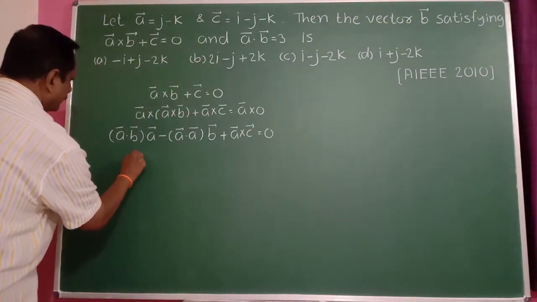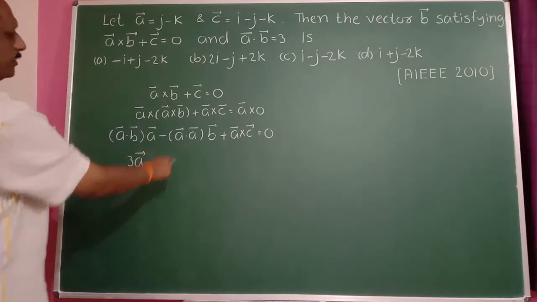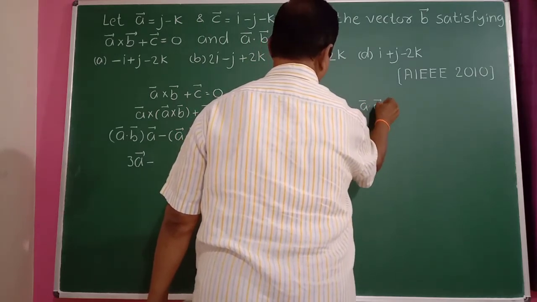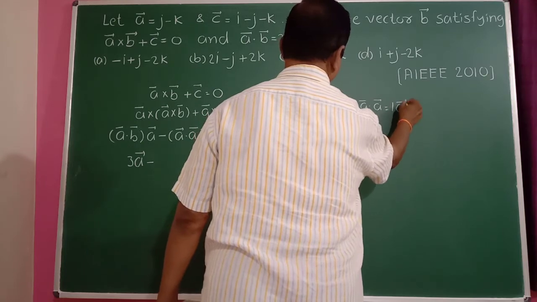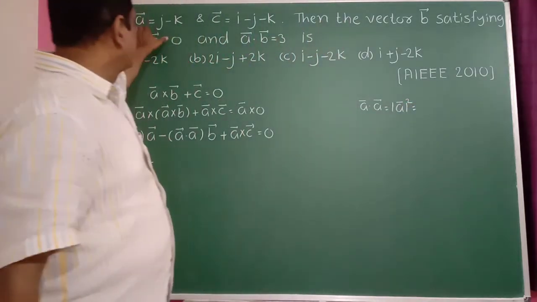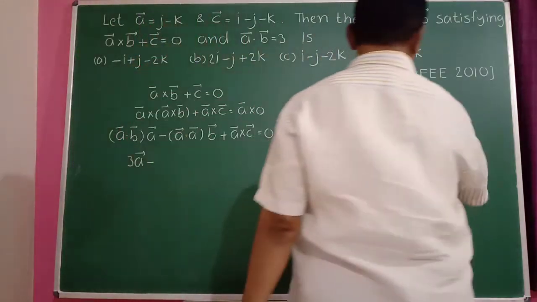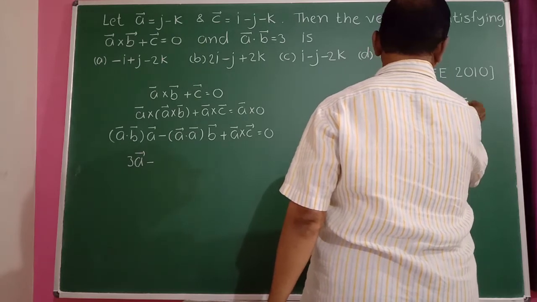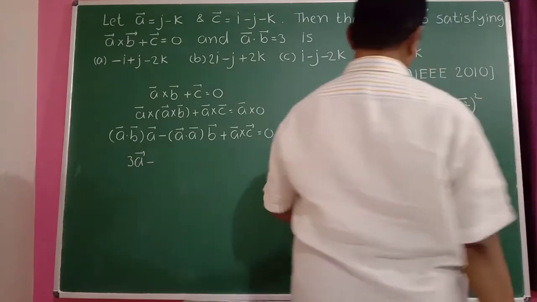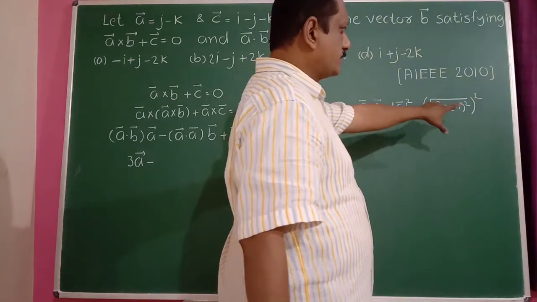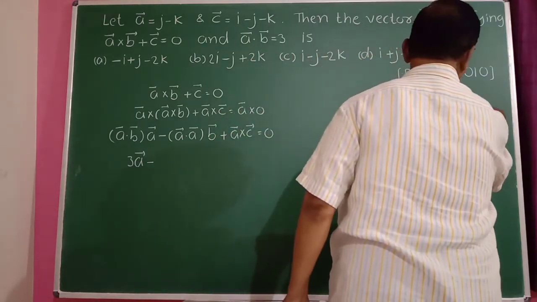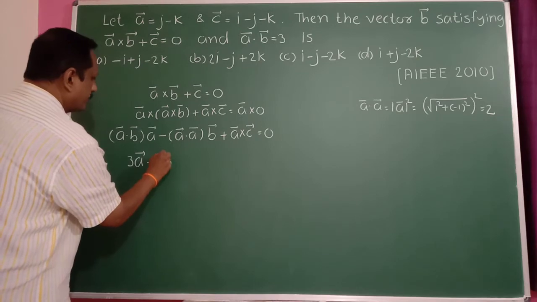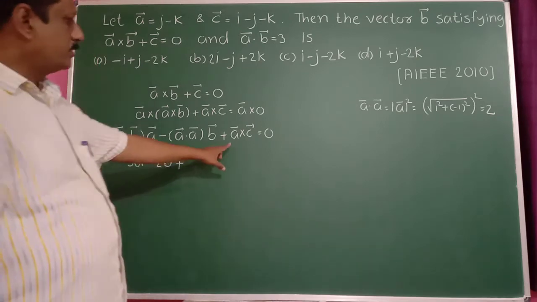So 3 into the vector A bar here minus A bar dot A bar. You know A bar dot A bar is equal to modulus of A bar square here. Here A bar is this vector here. So therefore the modulus is root of 1 square plus minus 1 square, and it's a square here. Modulus of A bar is this one and whole square. Square root and square cancels. 1 plus 1 becomes 2. Therefore A bar dot A bar is 2 into vector B bar, 2 B bar. Then plus A bar cross C bar.